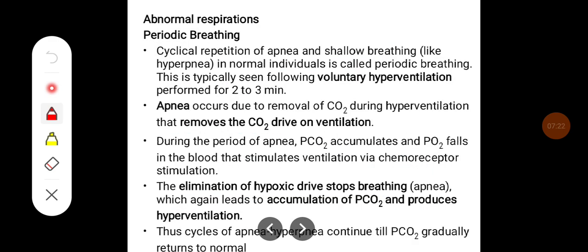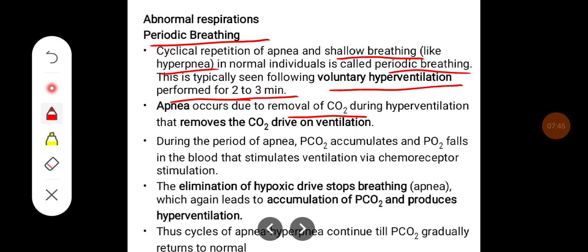Coming to abnormal respiration, periodic breathing. The cyclical repetition of apnea and shallow breathing, like hyperapnea, in normal individuals is called periodic breathing. This is typically seen following voluntary hyperventilation performed for at least 2 to 3 minutes. Apnea occurs due to the removal of carbon dioxide during hyperventilation, which removes the carbon dioxide drive on ventilation.